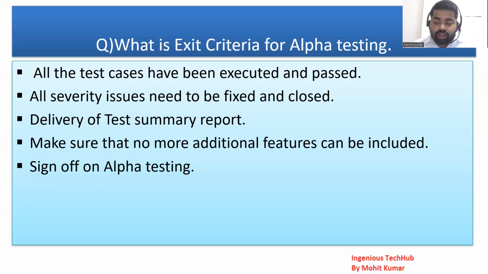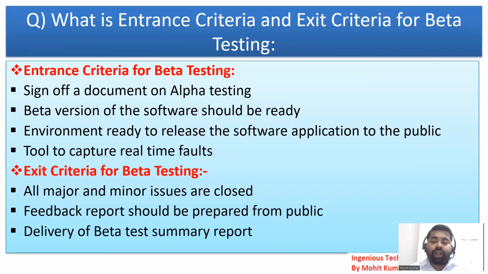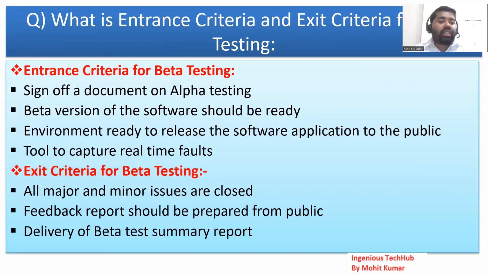Okay. So now, what is the entrance criteria and exit criteria for beta testing? That was for alpha testing, and now we can discuss beta testing. Entrance criteria for beta testing means a sign off document on the alpha testing, because this application we are going to deploy on prod, meaning users will directly use this, right? So we can get some sign off email, then we can hand over to users.